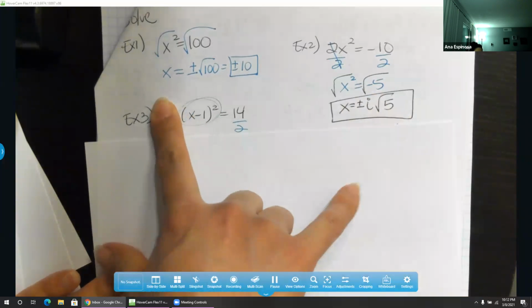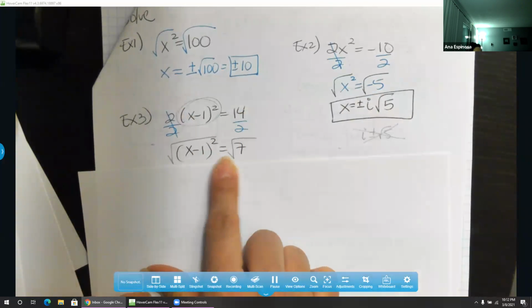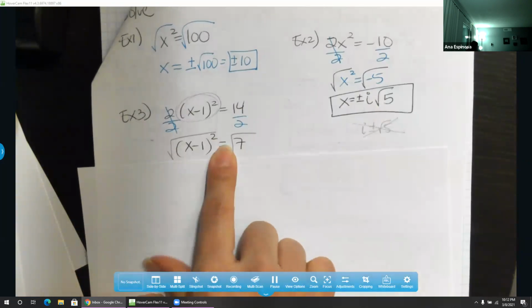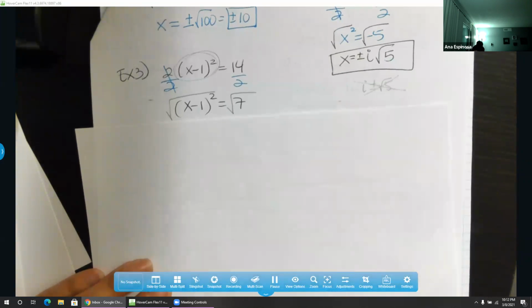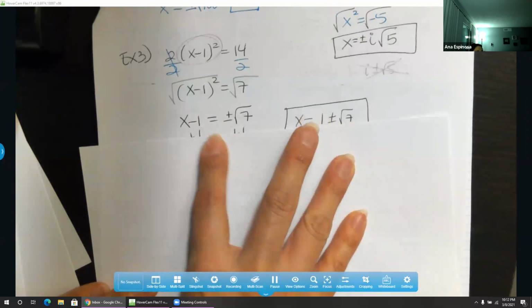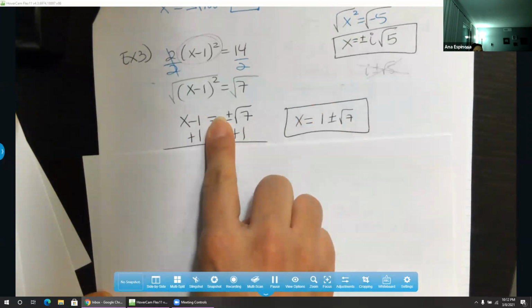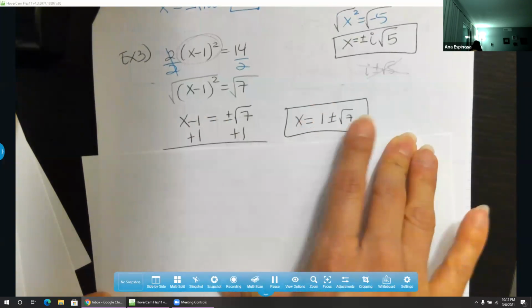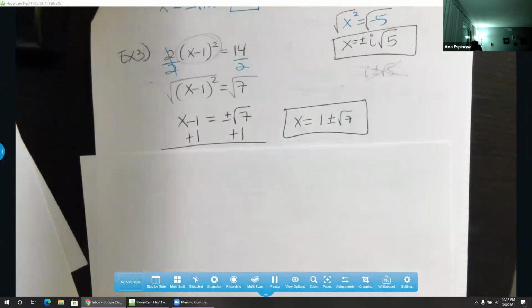Okay. If you have this kind of situation where you have a binomial squared, if there's a number outside, it doesn't matter, get rid of it, move it to the other side. You end up with x minus 1 squared equals 7 when you are trying to get rid of the square. But don't forget to attach your plus minus here. Then you move the 1. That 1 does not add to 7. That 1 is outside. So that's why the answer is 1 plus or minus the square root of 7. So make sure you note the differences completely.